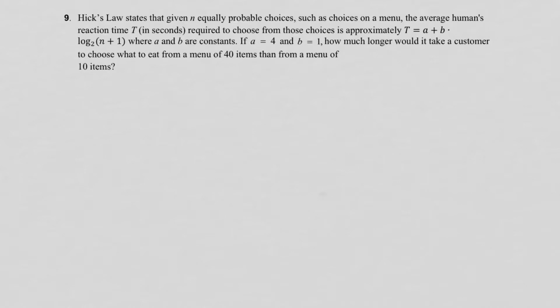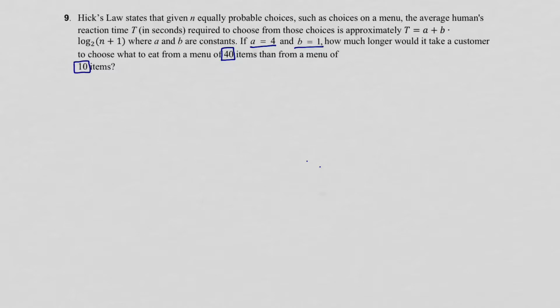Okay, finally, let's do an application problem. So Hick's law states that given n equally probable choices, such as choices on a menu, an average human's reaction time t in seconds required to choose from the choices is approximately t equals a plus b times log base 2 of n plus 1, where a and b are both constants. In this situation, if a is 4 and b is 1, how much longer would it take the customer to choose what to eat from a menu of 40 items than it would from a menu of 10 items?